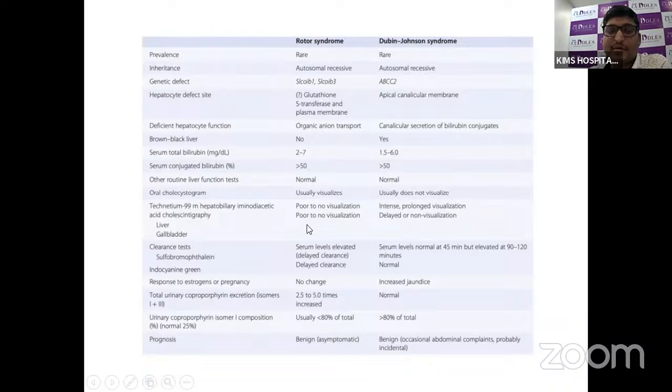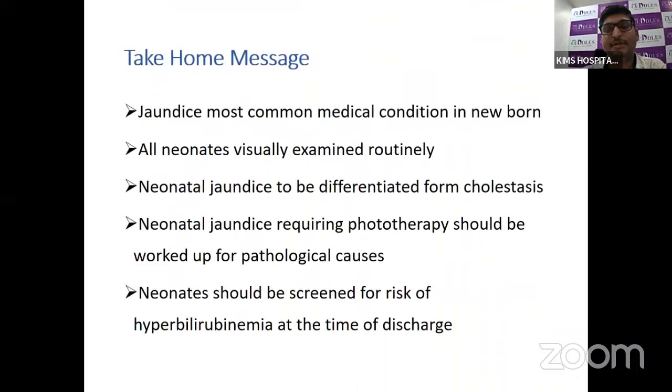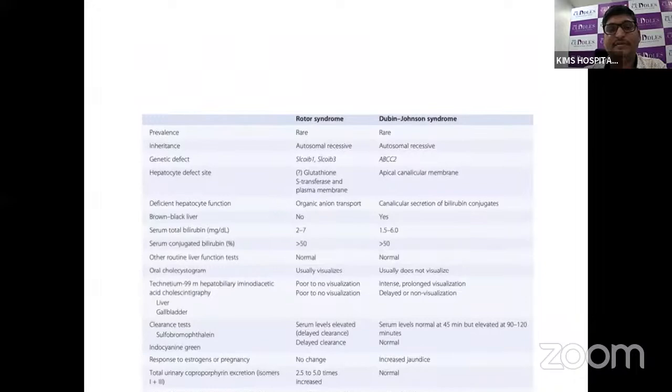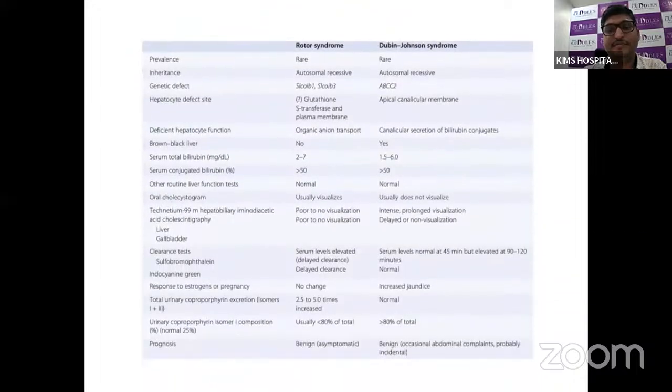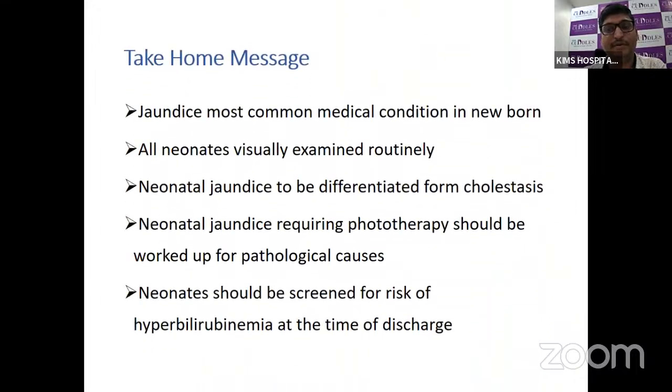There is also a brown-black liver on histopathology in Dubin-Johnson, whereas it is absent in Rotor. Predominantly both are benign conditions. Occasional abdominal symptoms may be seen in Dubin-Johnson. We have kept this here for the purpose of looking at bilirubin metabolism. However, these are rare disorders when it comes to neonatal hyperbilirubinemia and physiological jaundice.